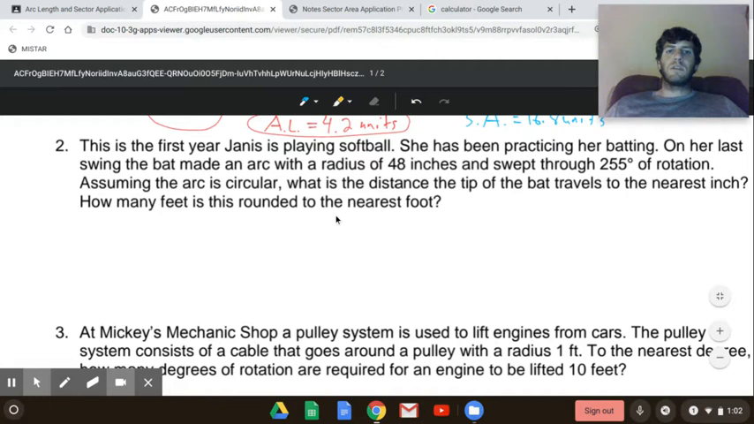This is the first year Janice is playing softball. She has been practicing her batting. On her last swing, the bat made an arc with a radius of 48 inches and swept through 225 degrees of rotation. All right, so if she's batting, let's see if I can draw. So she swings a baseball bat.